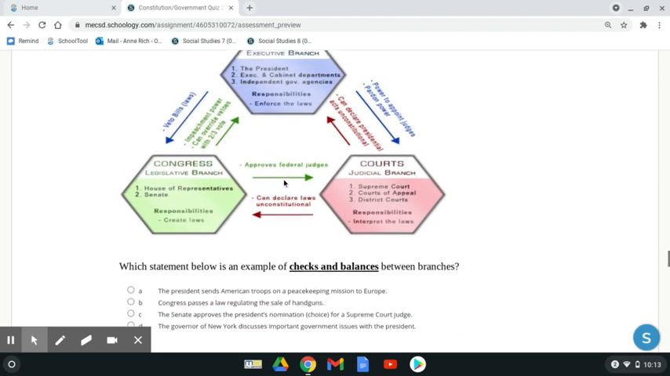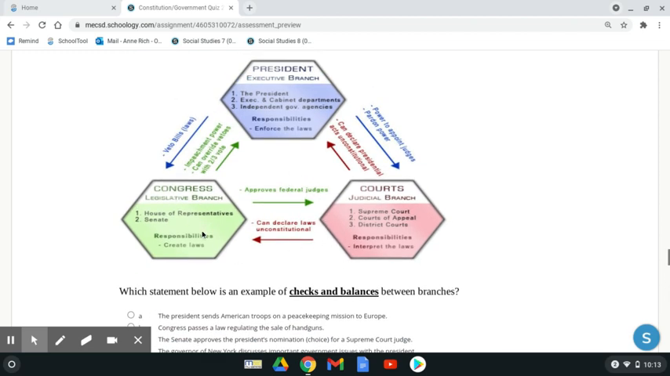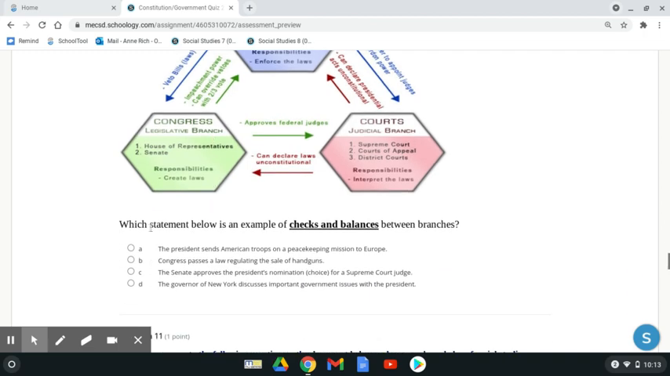Question number 10. We've seen this chart before. It says executive branch, judicial branch, and legislative branch, or the president, the court system, and Congress. Which statement below, which one of these, is an example of checks and balances between the branches?